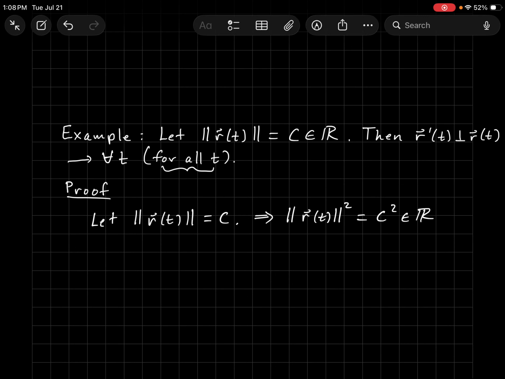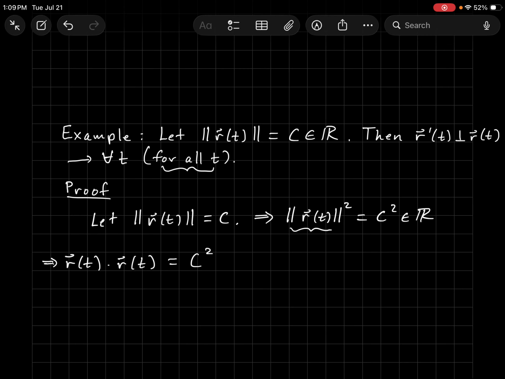Now, why do we think to square our magnitude? I mean, how does that help? Well, because the magnitude of something squared is simply the dot product of the vector with itself. My double barred arrow means this implies, or therefore, or thus.